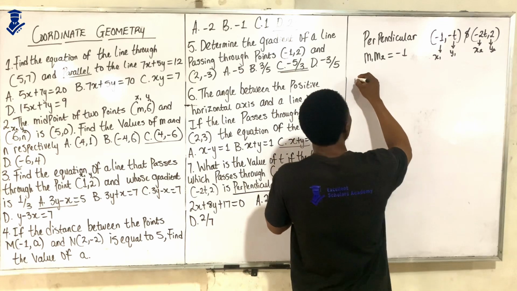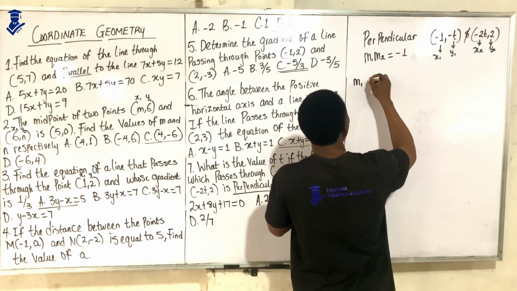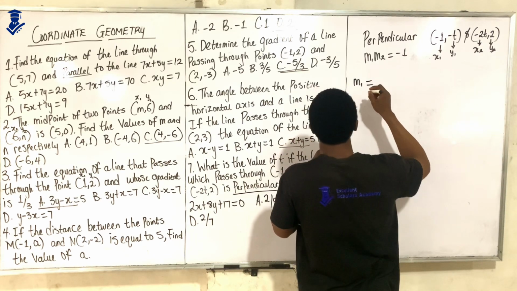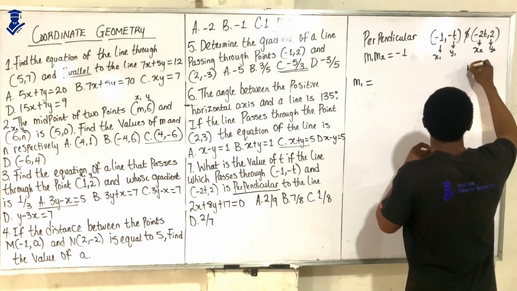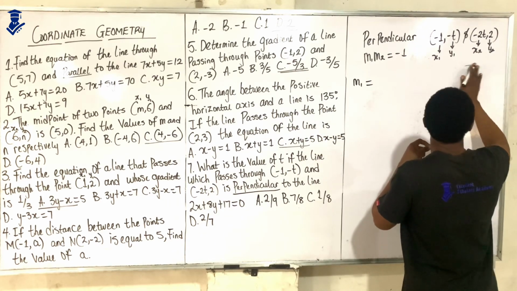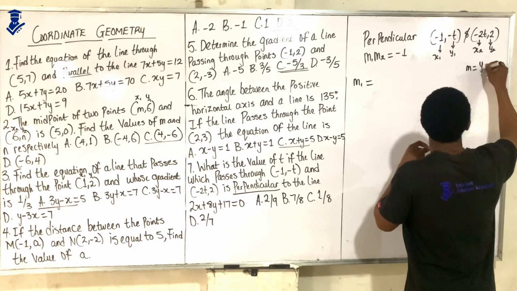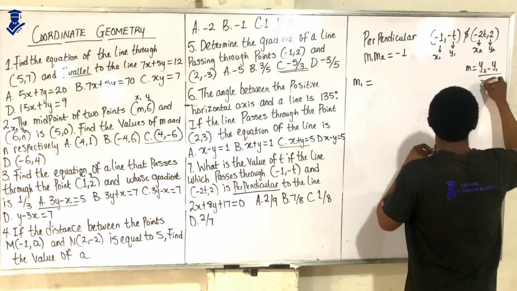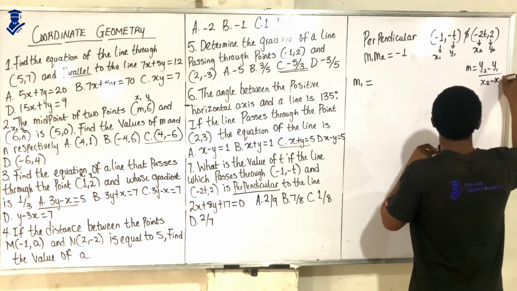Alright? So our gradient m1, following the formula, I wrote earlier that m is equal to y2 minus y1 over x2 minus x1. We want to find the gradient.